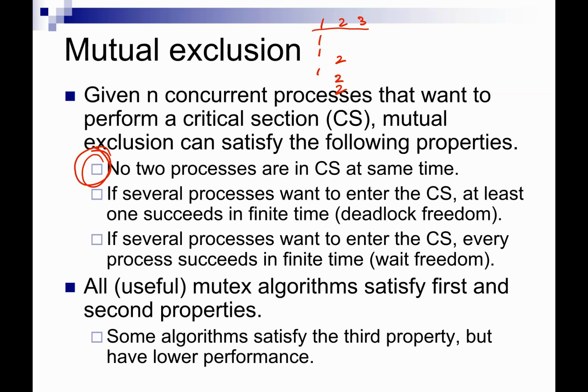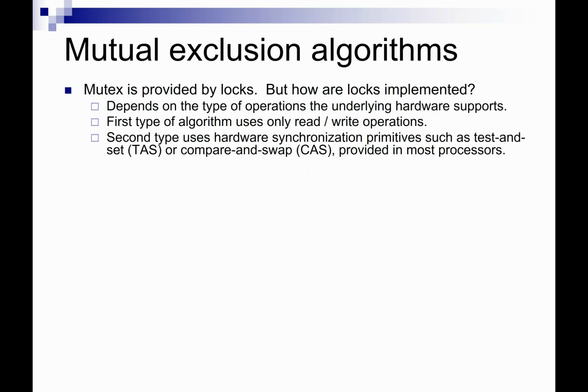So what we're going to do is try to implement these mutual exclusion algorithms. The type of algorithm we have depends on what kind of operations your hardware supports. For example, all processors support read and write operations, but they could support additional synchronization operations in hardware, like test and set or compare and swap. Many processors support these operations, though not necessarily all.